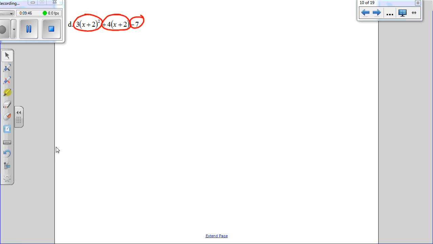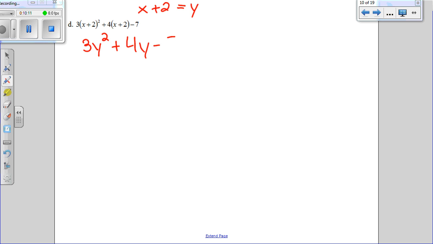To make a hard question easy, you take those binomials, x plus 2, and you change it to be a different letter. And this time I'm going to choose y. You can choose any letter you want as long as it's not x in your case. That means my replacement then looks like this: 3y squared plus 4y minus 7. That's a trinomial we know how to factor, and we know how to factor quickly. We factor that with a diamond method.